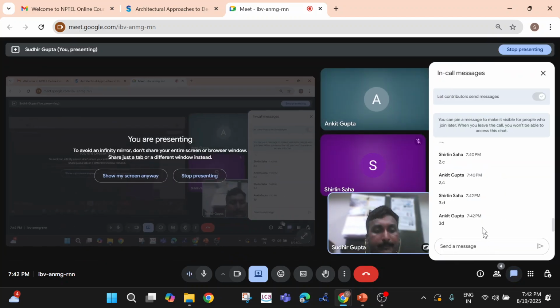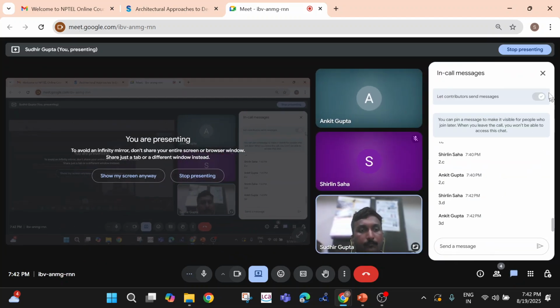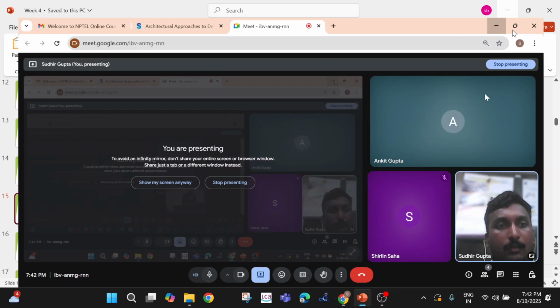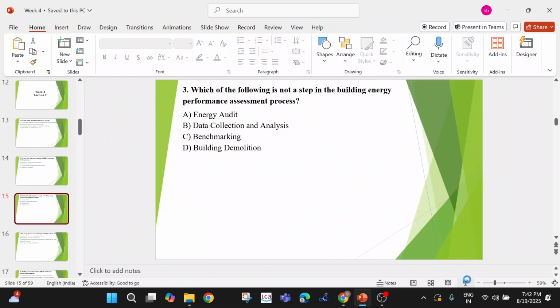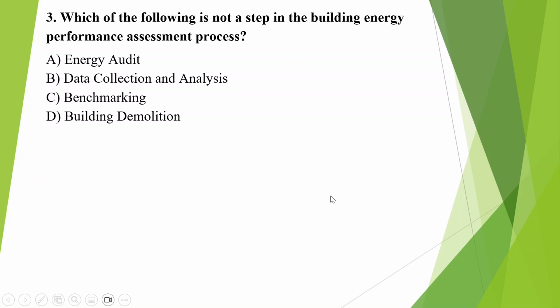Yeah, as I can see, option D has been marked by all of you. All the other things like auditing, data analysis, benchmarking, identifying energy measures, certification, implementation, monitoring, training, all these become important processes for building energy performance and assessment.